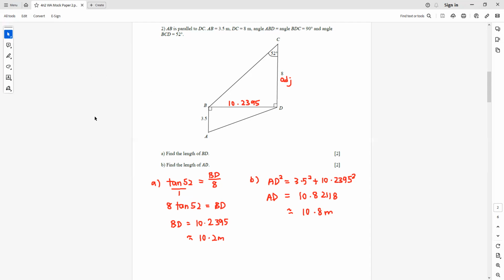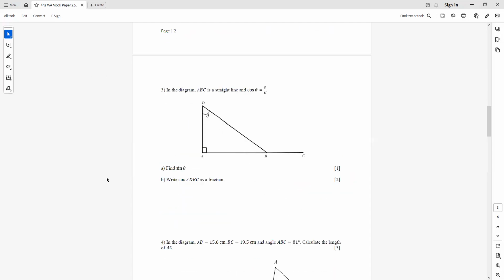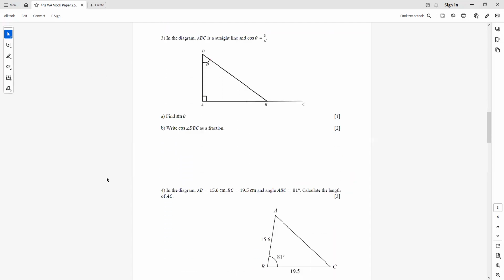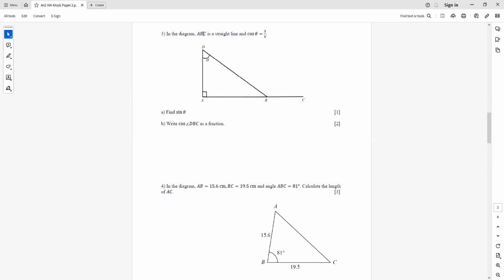Okay, move on. Quite straightforward. Okay, next, question 3. In the diagram, ABC is a straight line, cosine theta is this, find sine theta.